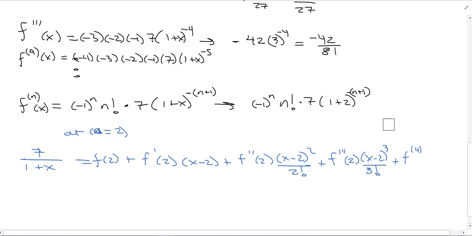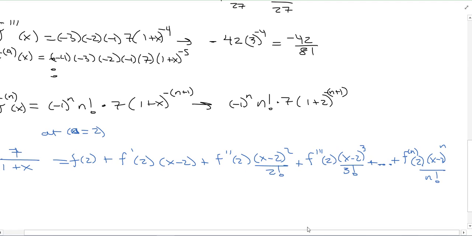I guess we could stop there. We wanted the first 4 non-zero terms, but for this, I'm going full on out as if it was asking me to find the whole Taylor series. So then this will be the nth derivative evaluated at 2 times x minus 2 to the n over n factorial. And that's a 2 there.